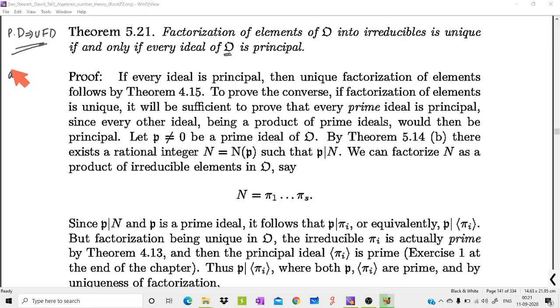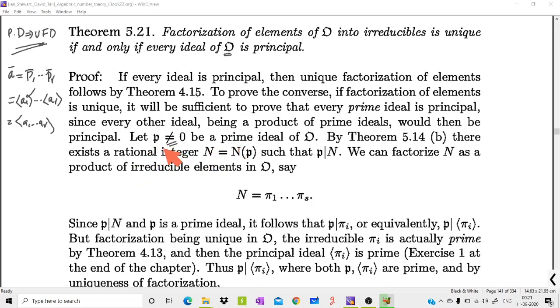Because once you prove every prime ideal is a principal ideal, we can easily prove every arbitrary ideal is a principal ideal, because every non-zero ideal can be written as P1 ... Pr. And if we prove each Pi is a principal ideal, we can write it as generated by a1, etc., ar, then this can be written as a1 ... ar. So once you prove every prime ideal is a principal ideal, then we get every ideal is a principal ideal. Okay, so we will prove every prime ideal is a principal ideal.